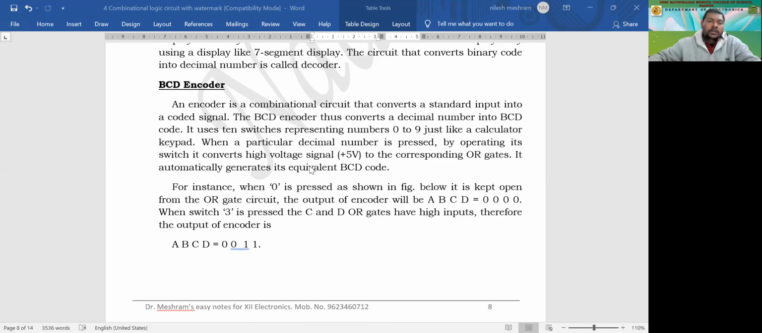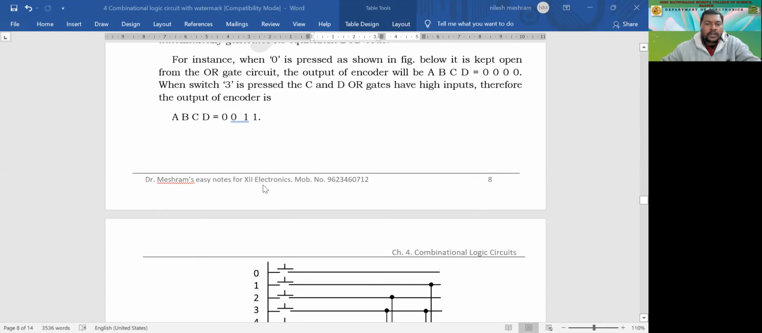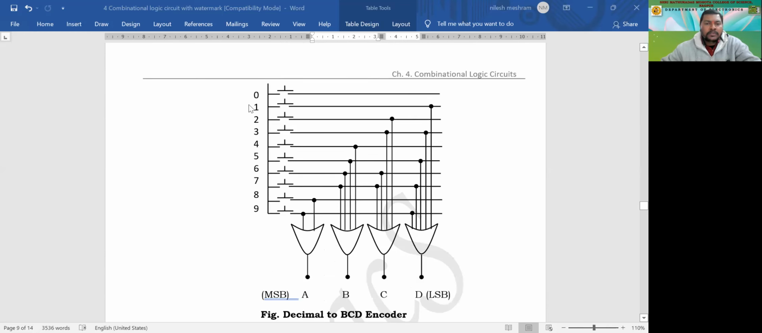So how are we going to convert? The positive high is taken as plus 5, whereas 0 is taken as ground. If a switch is pressed with a number, say 3, then the code could be ABCD, the 4 bits, 4 lines on which the codes are supposed to be generated. So we'll have 0011. So 11 is the binary of decimal number 3, if you recall what we studied in the number system, right? So this is how it is being encoded, and this is the basic circuit of that encoder.